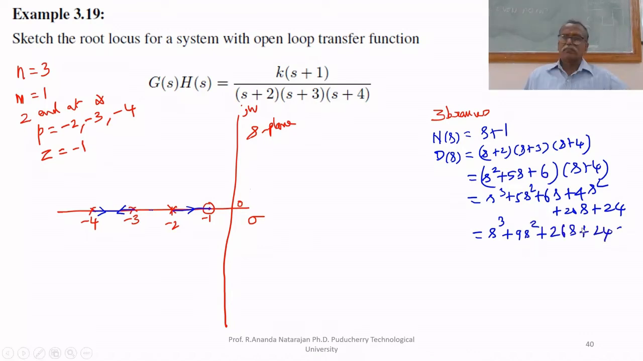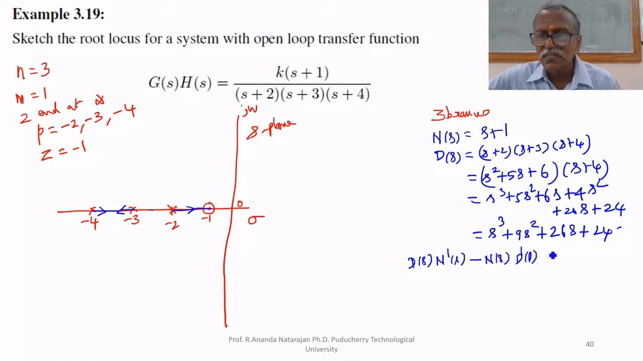How to find repeated roots? Formula is D of s N dash of s minus N of s D dash of s equal to 0. Or you can write N of s D dash of s minus D of s N dash of s. Both are the same, only the sign differs. What is D of s? D of s is s cube plus 9s square plus 26s plus 24.